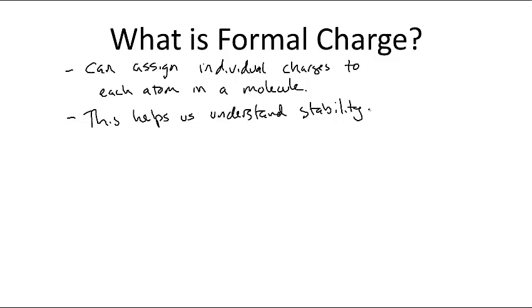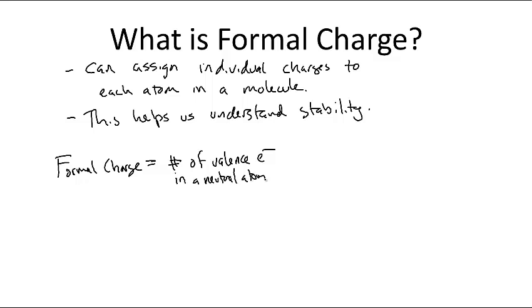Okay. So how do we calculate formal charge? And what does that look like? Well, formal charge is equal to the number of valence electrons in a neutral atom. So that would just be like for carbon, it would be 4. For oxygen, it would be 6. For fluorine, it would be 7. From that, you subtract non-bonding electrons. And then you also subtract number of bonds. And that's what allows you to find the formal charge on any atom in a molecule.